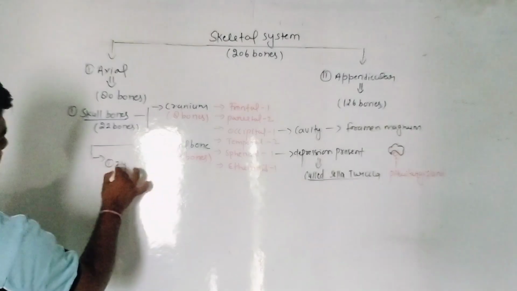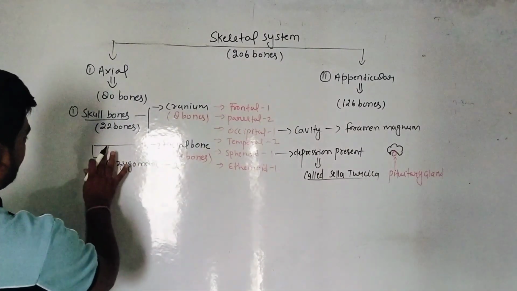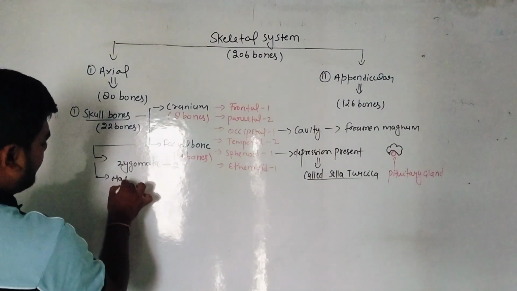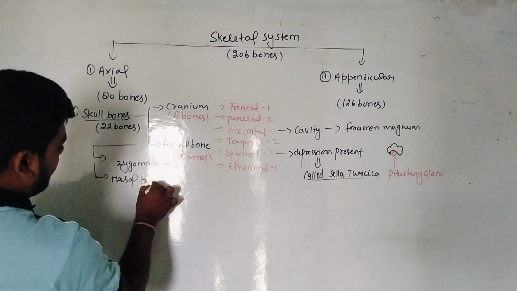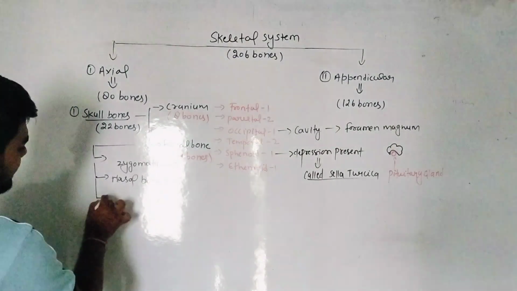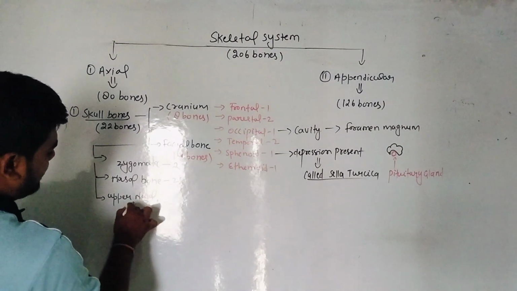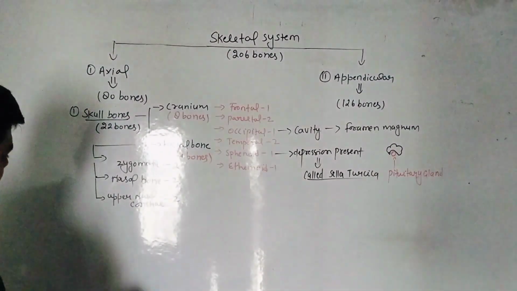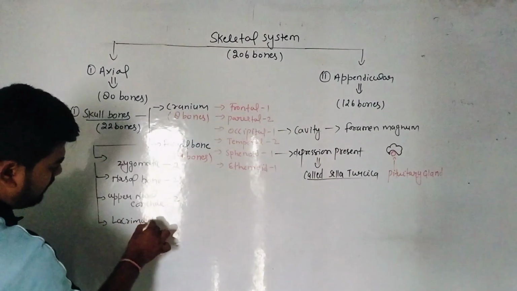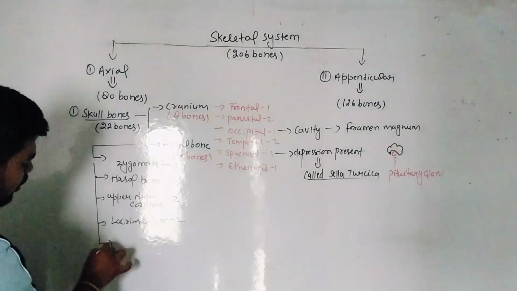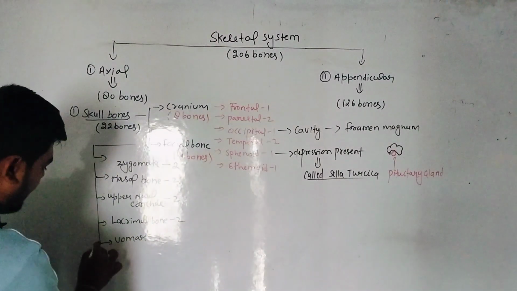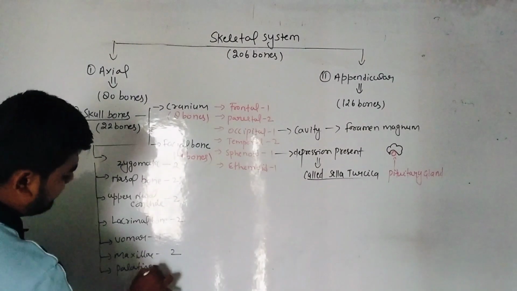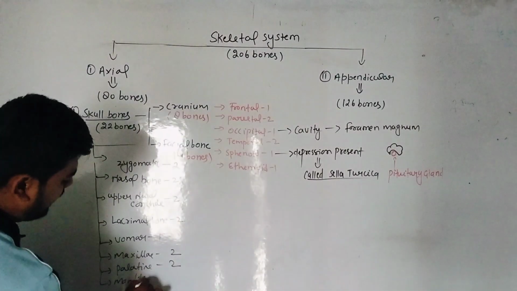First facial bone is the zygomatic bone. There are 2 zygomatic bones, found in the cheek region. Next, nasal bone: 2 nasal bones. Next, upper nasal conchae: 2 bones. Lacrimal bone: 2 lacrimal bones. Next, vomer: 1 vomer bone. Next, maxilla: 2 maxilla. Palatine: 2 palatine. And next, mandible: one mandible.